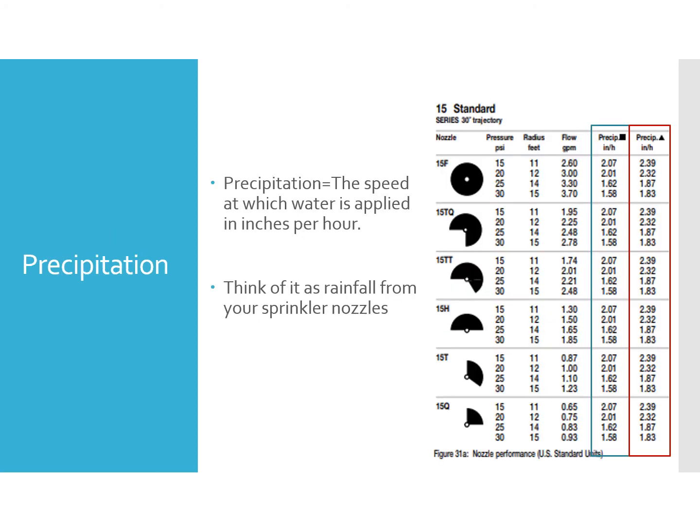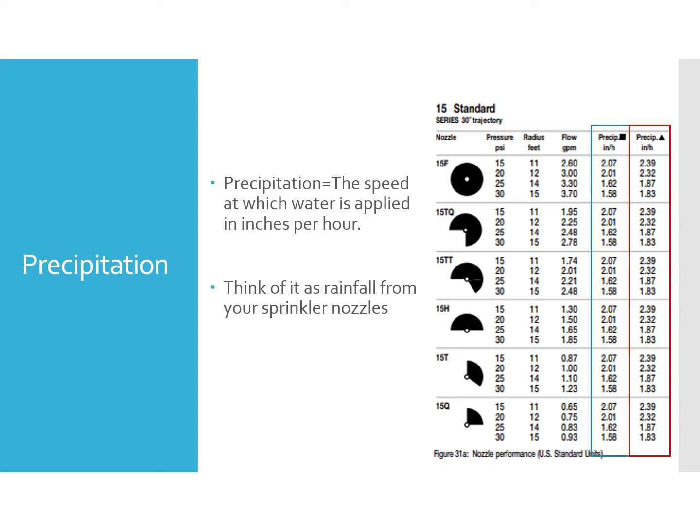Now we're going to talk a little bit about precipitation. So precipitation is the speed at which water is applied at the rate of inches per hour. And the easiest way to try to think of it is like rainfall. If you hear that you had a rainstorm and it rained an inch overnight, that usually seems like a substantial amount in the particular region that we live in.